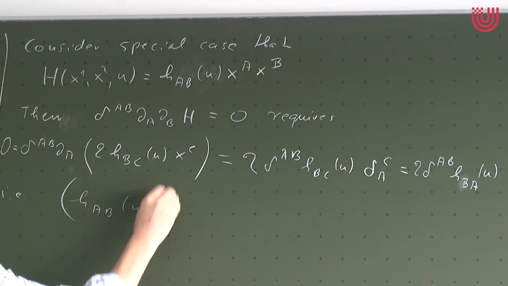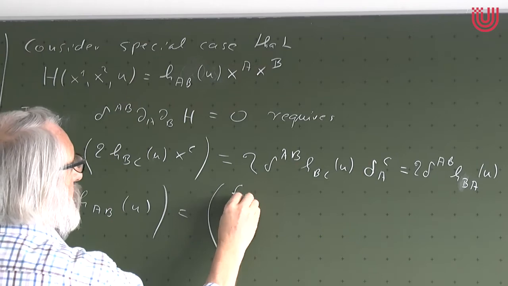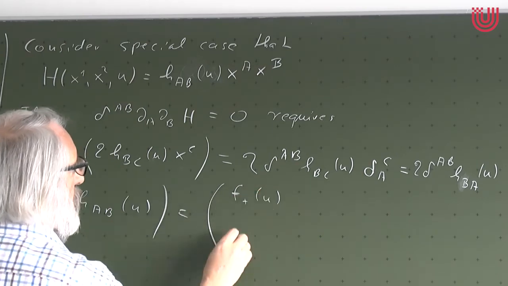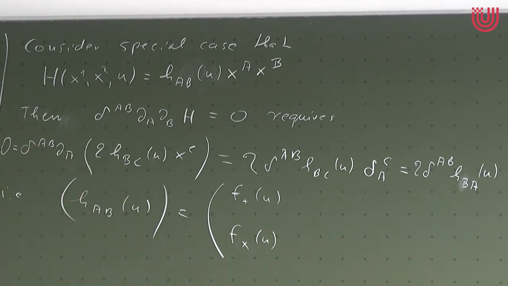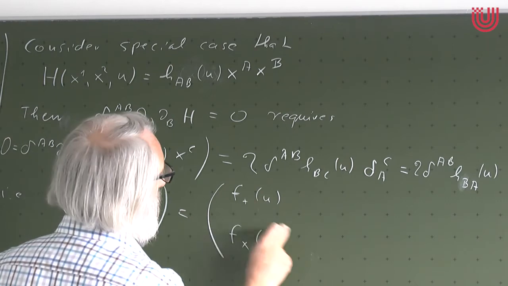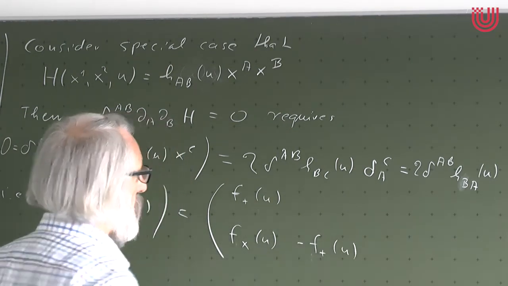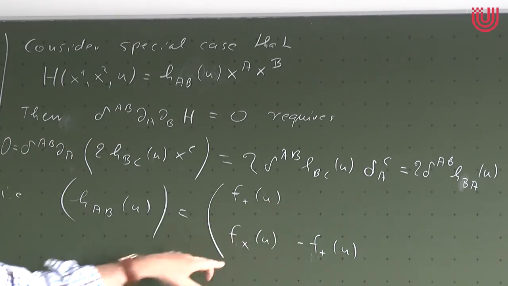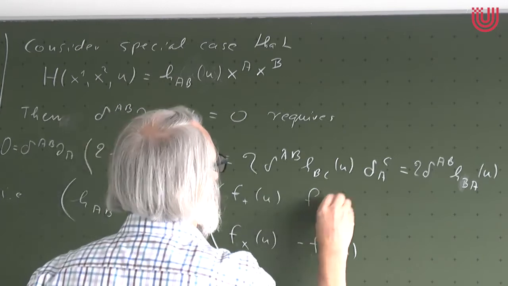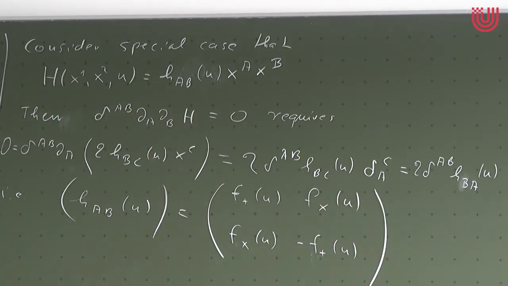It depends on U. So I have some element here, which I call F plus of U. And I have some element here, which I call F cross of U. And then it must be trace free. So what is here must be the negative of this here. So it must be minus F plus of U. And what is here must be the same as this, because the matrix is symmetric. So you must have here, again, F cross of U.